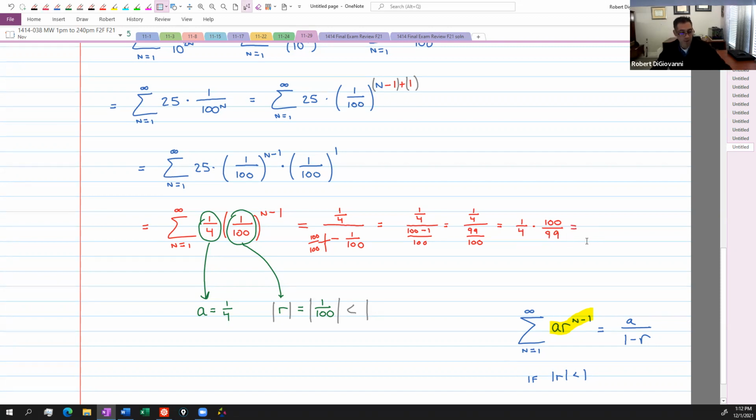And there's one more thing we can do and we're there. Just reduce that. 4 goes into that 25 times. And now just multiply straight across and you get your answer: 25 over 99.